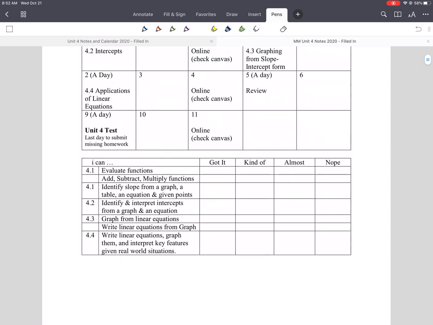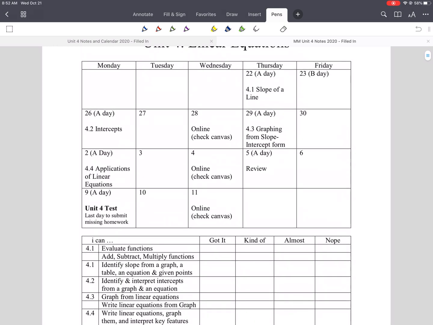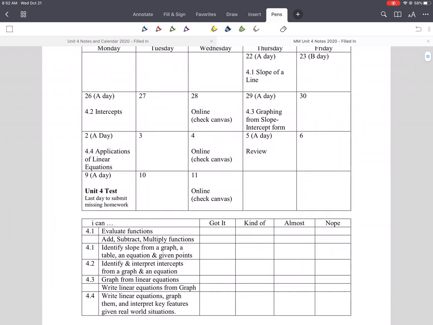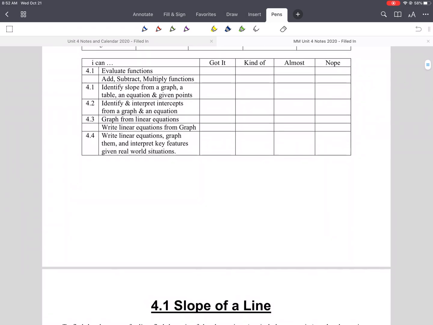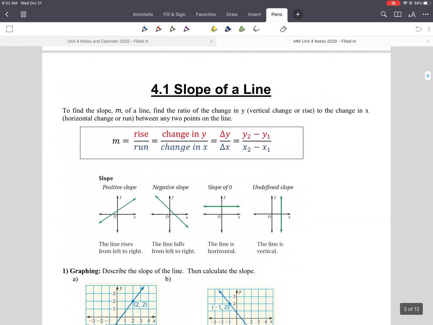All right, so we'll be taking a test. Just a reminder that Wednesdays there'll be something on Canvas for you to do. Most likely just a short quiz over the lessons that we've covered previously, or it could just be like a review, something like that. All right, so let's get into this.